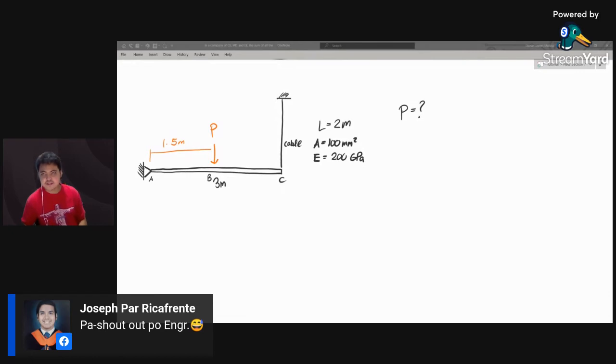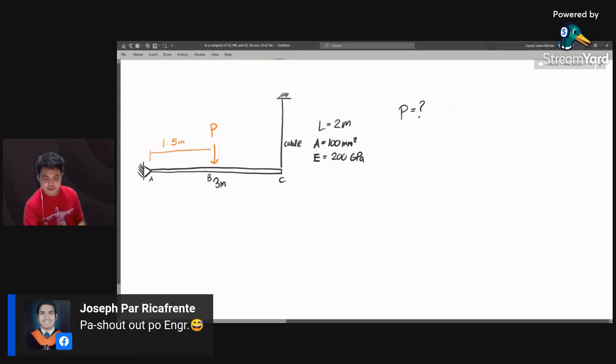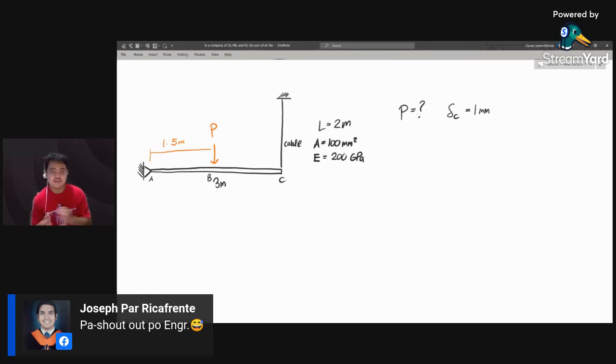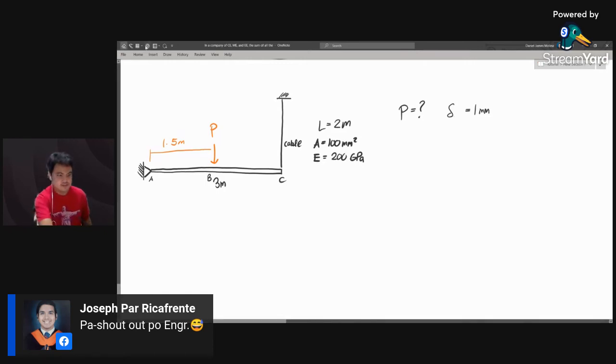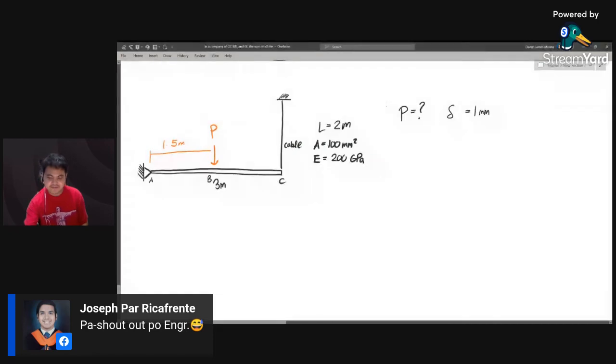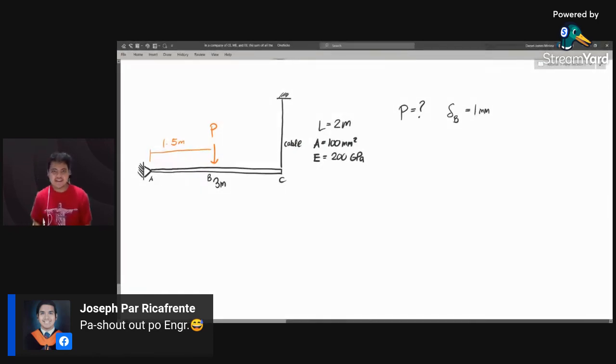Yan, shout out daw kay Sir Joseph, engineer. Or, yeah. Value of P wherein, ang ating vertical displacement ni C, let's say 1 millimeter. Gusto lang natin 1 millimeter because why not, di ba? So, considering na, ang assumption natin dito, rigid yung ating beam. Rigid na lang yung ating beam. Okay. So, masyadong madali kapag si C. Sorry. Gawin lang natin si B. Gawin natin 1 mm si B.